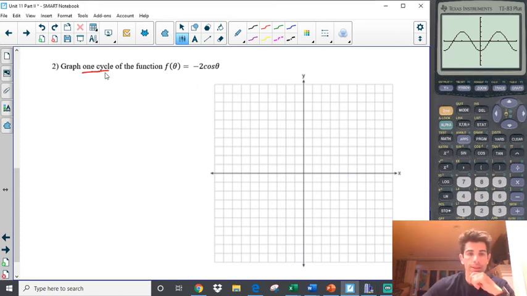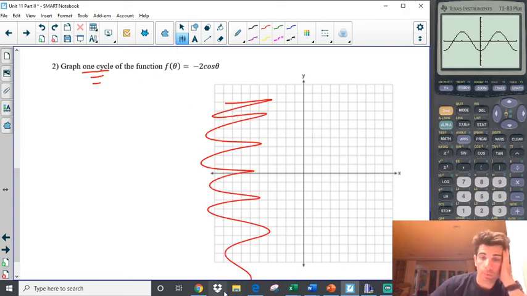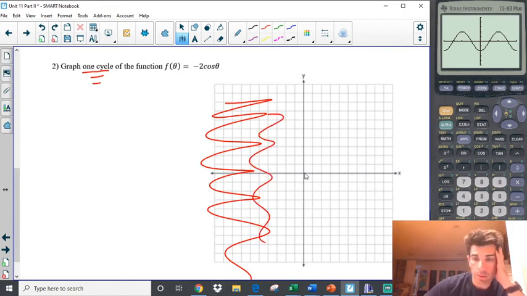Graph one cycle of the function. So one cycle. Nope. One cycle starts at 0. Again, skip 1, you're going to be pi over 2. Skip 1, you can be pi. Skip 1, you're 3 pi over 2. Skip 1, you're 2 pi. One cycle goes from here to there.